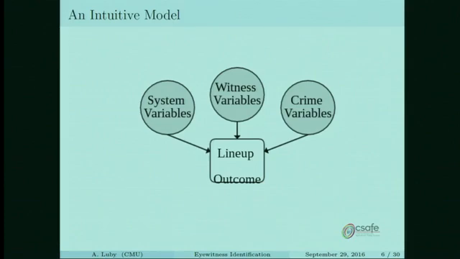So intuitively, we think that all of these variables have an impact on the lineup outcome, and the question is kind of how do they work together and what effects do they have?